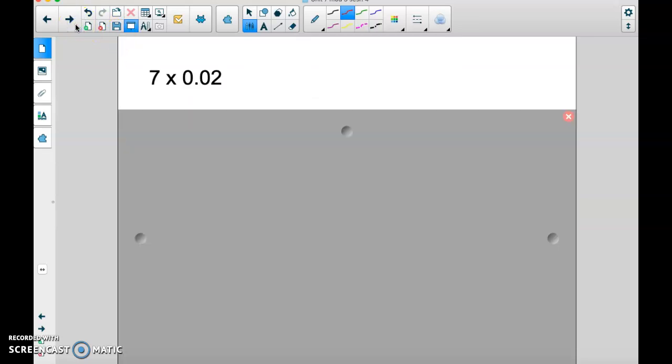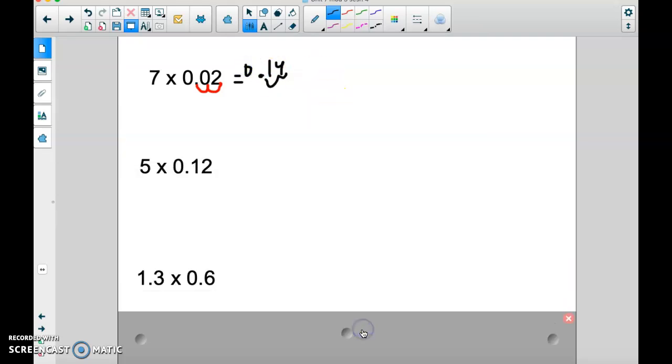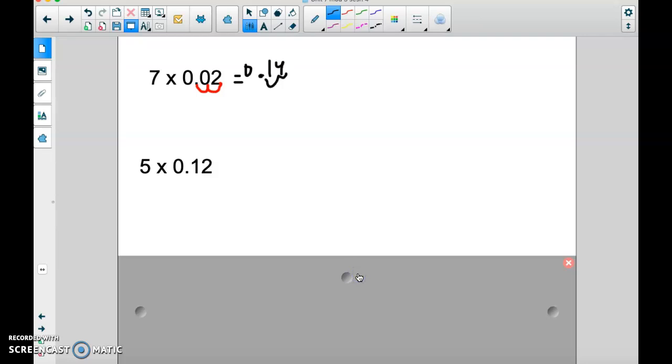So now try this one. 7 times 0 and 2/100ths. So it's the same idea, but I don't pop out once, I pop out twice. So I jump 2 times. So now it's just 7 times 2, which is 14. But because I jumped out twice, I have to move my answer back in twice. So it'd be 0 and 14/100ths. So go try this one first. Pause your video, solve it, and then come on back.